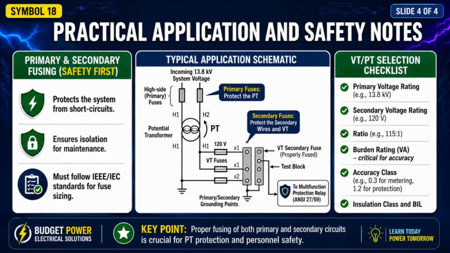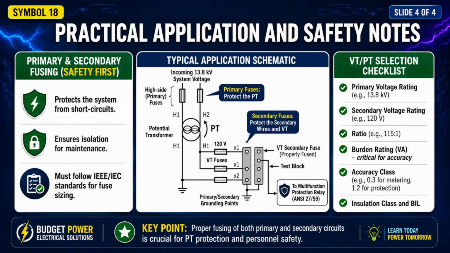Now let's look at the practical application. Here, 13.8 kV is connected to the primary of the VT/PT, and the transformer steps it down to a proportional secondary voltage, such as 120 volts, for meters and protection relays. Both the primary and secondary sides are properly fused, and the secondary circuit is correctly grounded for safe operation.